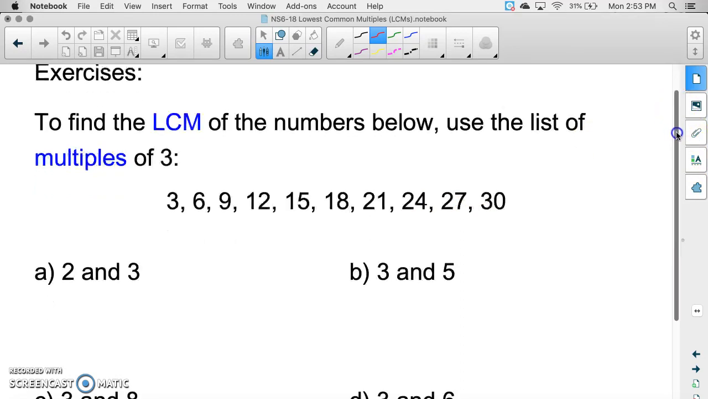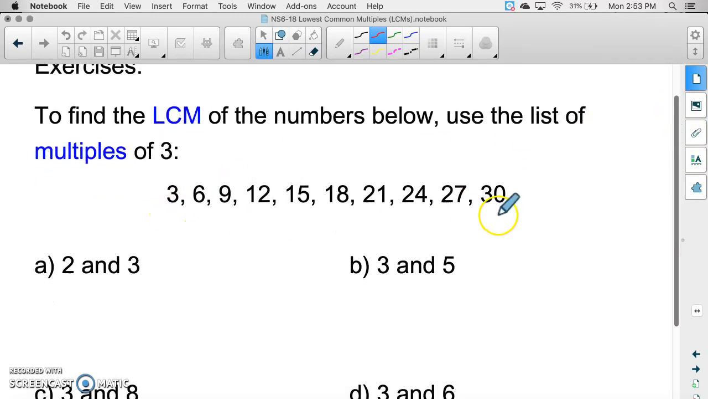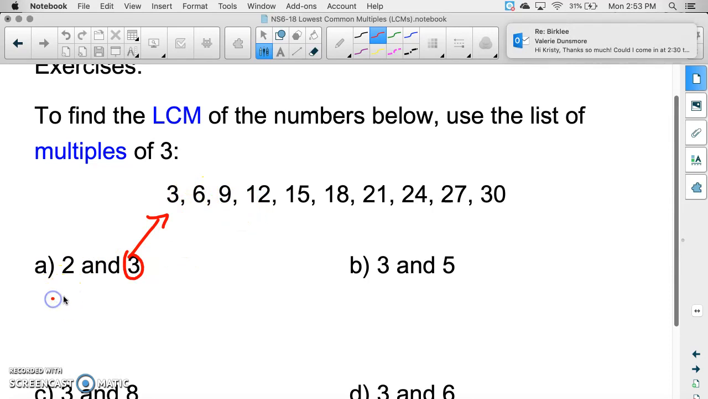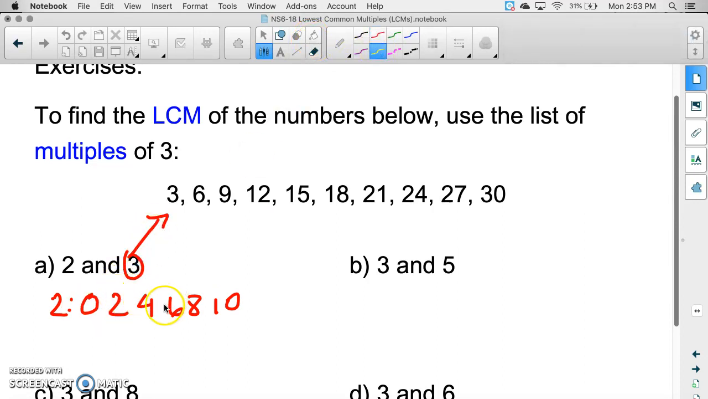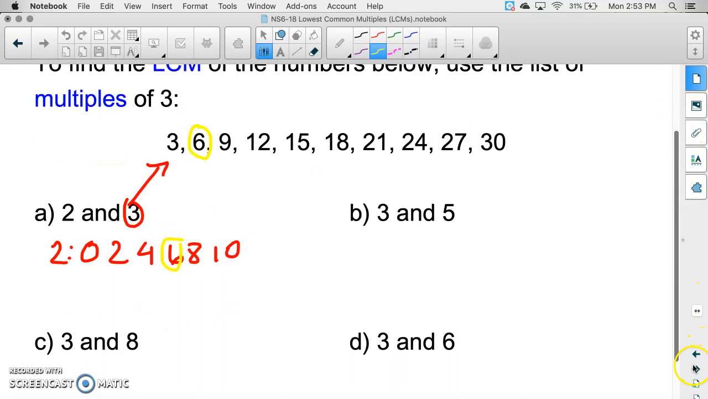You're going to use this list of multiples of 3 above, and you're going to find the lowest common multiple of the other number below. So you're already given the multiples of 3 right here, and you're finding the multiples of 2 to see which one would be the lowest. So if you list the multiples of 2, 0, 2, 4, 6, 8, 10, do I have something in common here? Yes, other than 0, I can see that 3 and 2 both have a lowest common multiple of 6. I want you to continue on with B, C, and D.